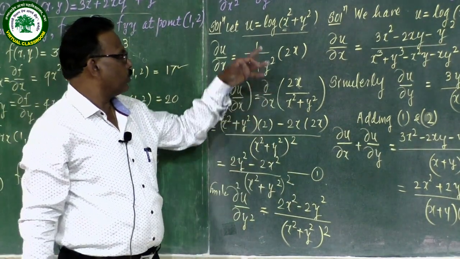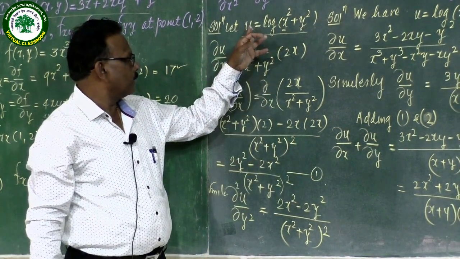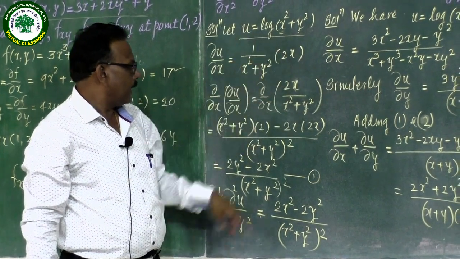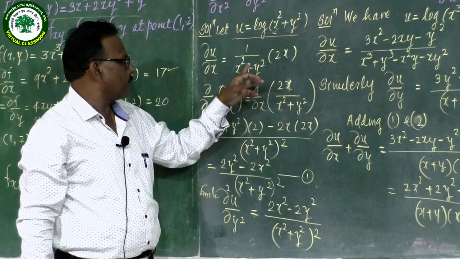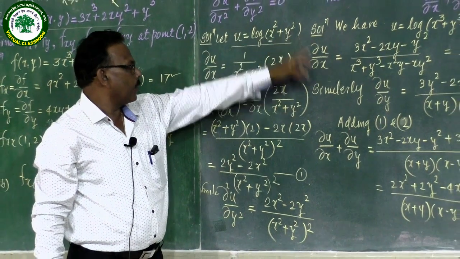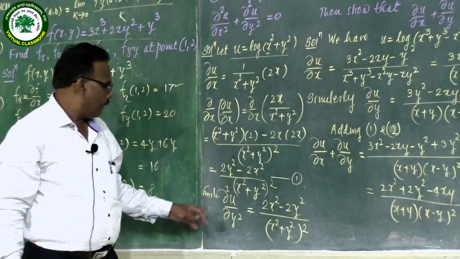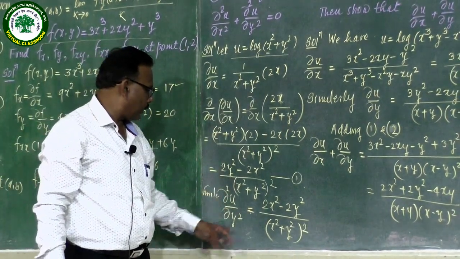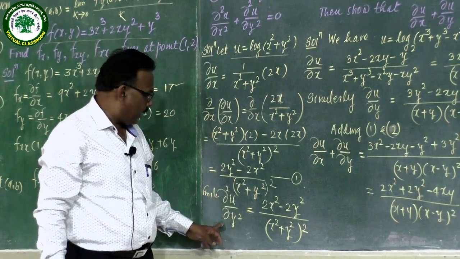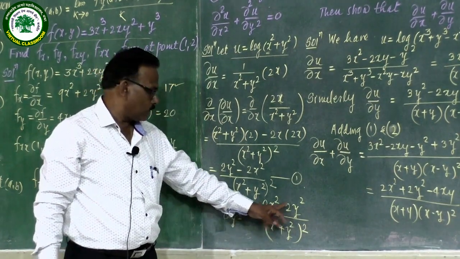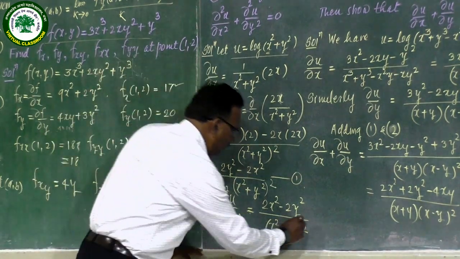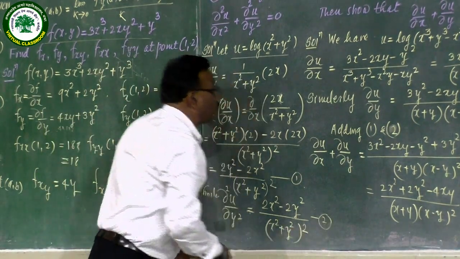Similar case, you have to take the partial derivative of function u with respect to y. That is 1 upon x square plus y square, and the derivative of y square, that is 2y, and finally the second order partial derivative of the function with respect to y is (2x square minus 2y square) divided by (x square plus y square) whole square. This is equation number 2.